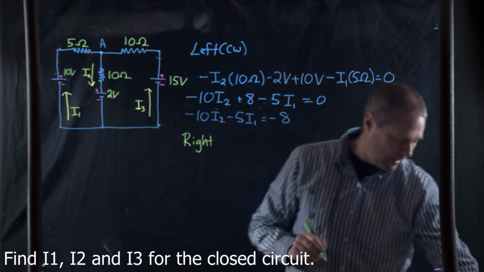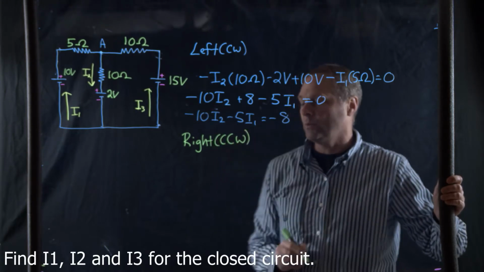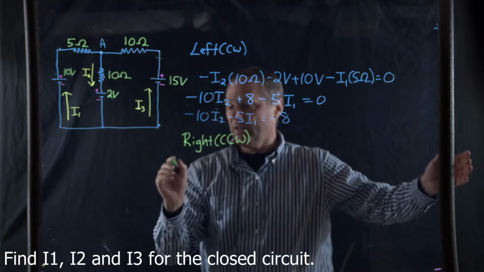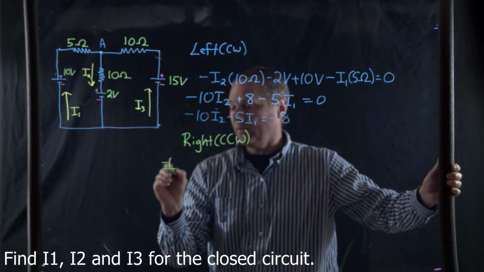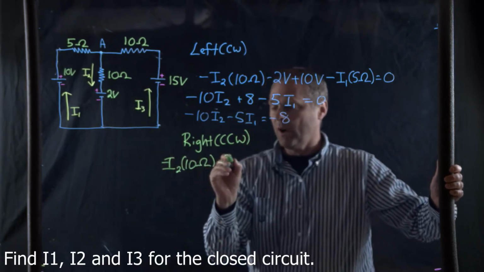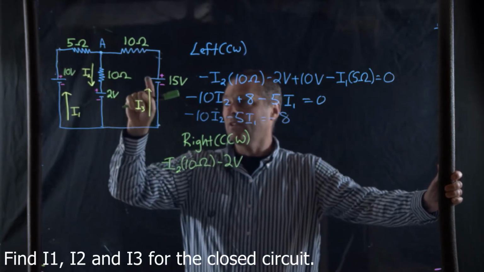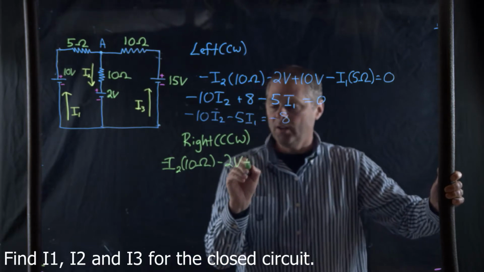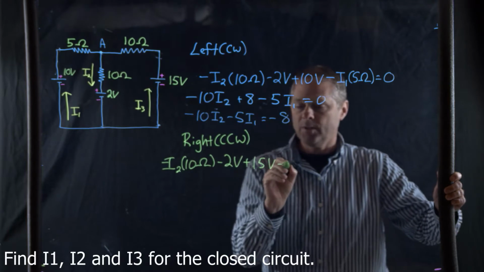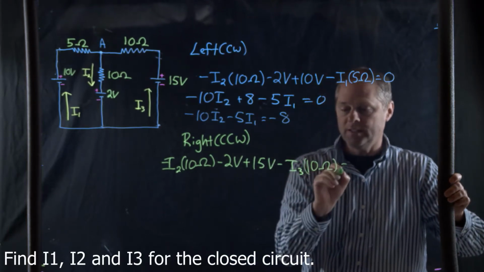For that one, we're going to go counterclockwise, once again starting at A, so we're going to go this way. We once again have a minus I2 times 10 ohms, a drop of 2 volts. Coming over here to I3, we have an increase, since we're going from minus to positive, of plus 15 volts. And then since we're going with the current, this becomes minus I3 times 10 ohms, and this is equal to 0.